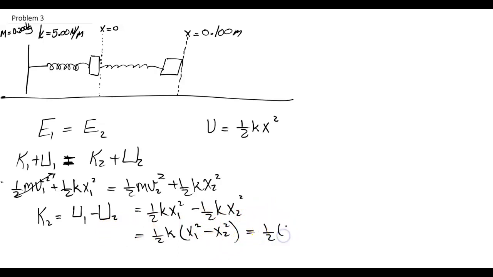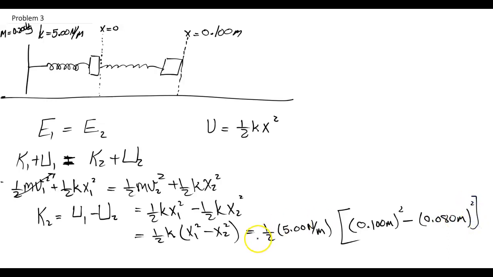So this is 1/2. k is 5 newtons per meter times x1, the amount of stretch originally, which is 0.1 meter, quantity squared, minus the second distance, which is 0.08 meters, quantity squared. So that tells us that K2 is about 0.009 joules.